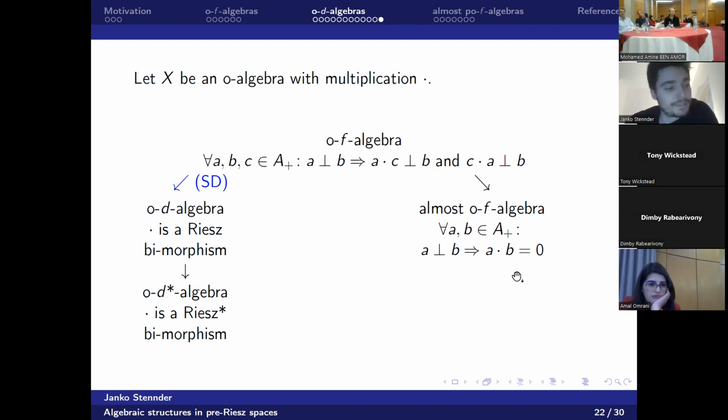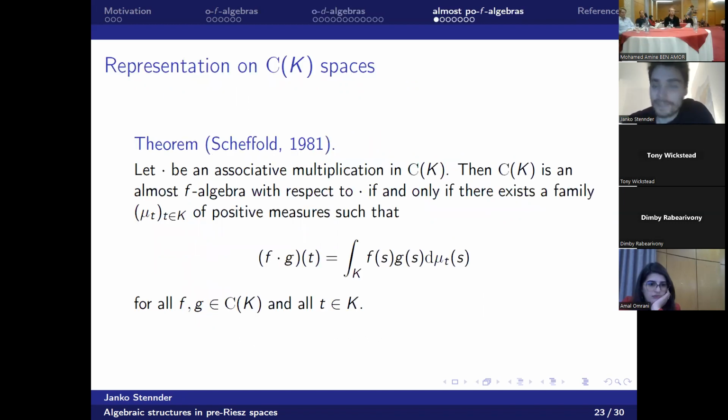And I have like 2 minutes left, so I want to quickly show you a few things about almost f-algebras. We again begin with a representation on C(K) spaces. There, Scheffold proved in 1981 that an associative multiplication on C(K) is an almost f-algebra multiplication when there exists a family of positive measures indexed by the compact set, such that in every point evaluated, the product is just given by this integral with respect to the measure. So this is also already known.